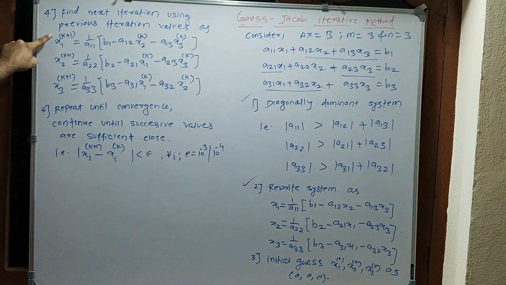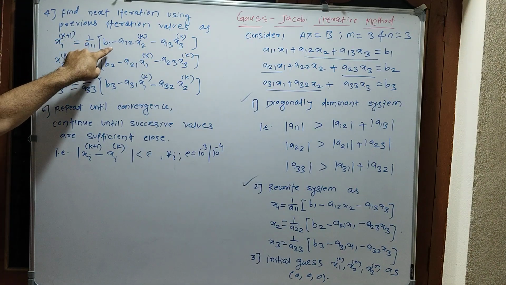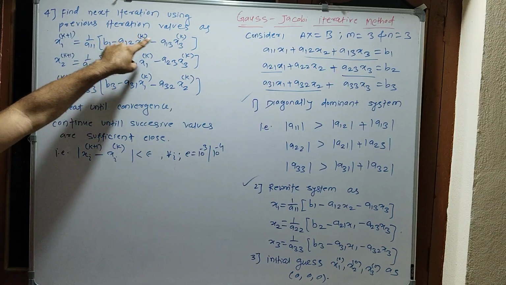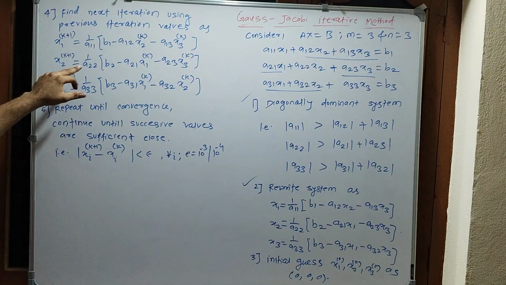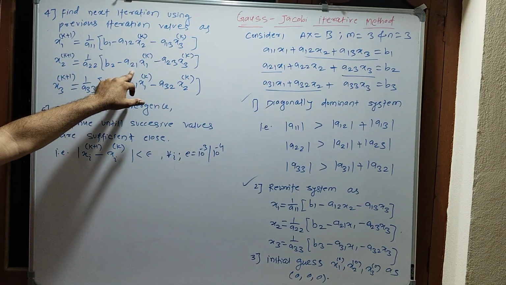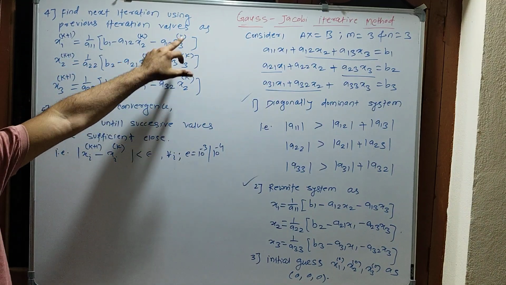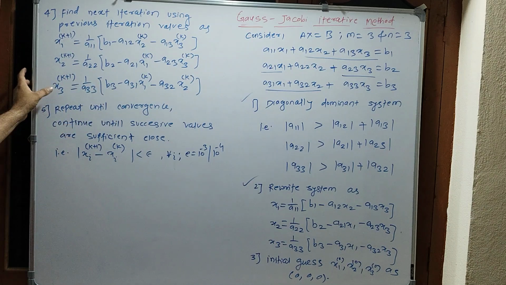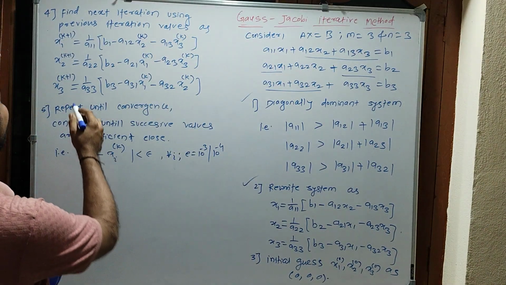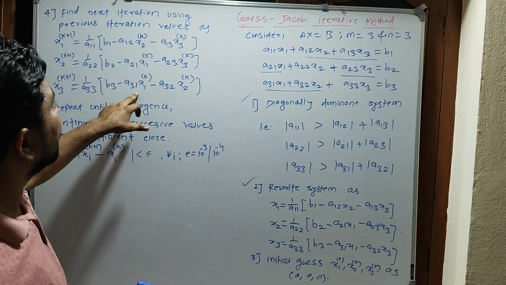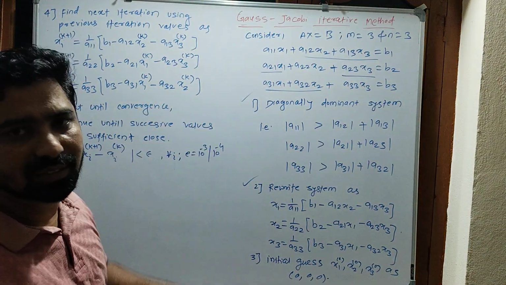Now x1 at 1, that is k equal to 0, is 1 by a11 times b1 minus a12 x2 at 0 minus a13 x3 at 0. In the same way x2 at 1 is 1 by a22 times b2 minus a21 x1 at 0 minus a23 x3 at 0. So in this way you can calculate x1 at 1, x2 at 1, x3 at 1 when you put k equal to 0. Now put k equal to 1, and you will get x1 at 2, x2 at 2 and x3 at 2.